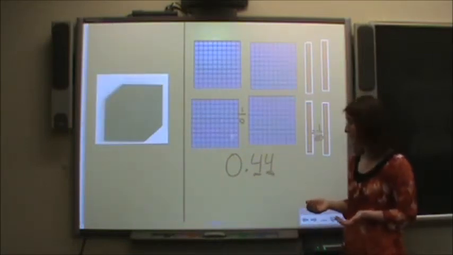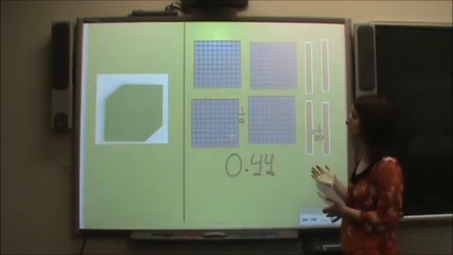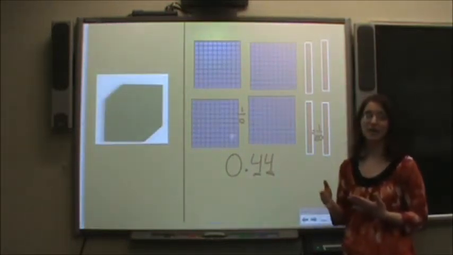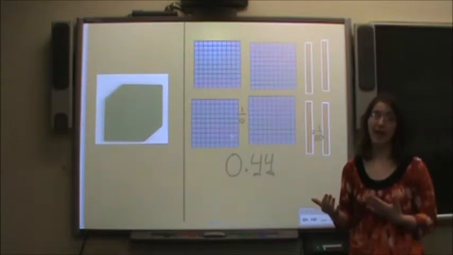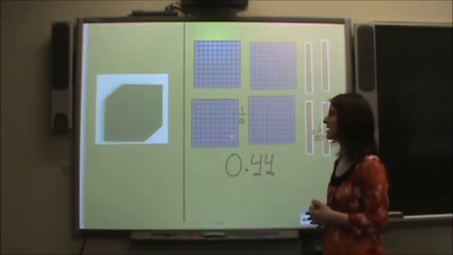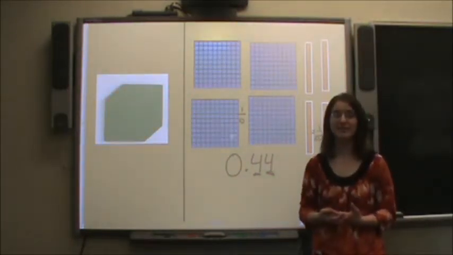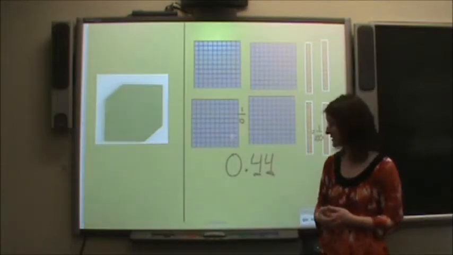So as you can see, we can have different things representing our 1, and that's going to change how we look at the decimal and how we look at what represents the tenths and what represents the hundredths. But as long as you think, what is 1/10 of this and what is 1/100th of this, you'll be able to find the decimal quite easily.